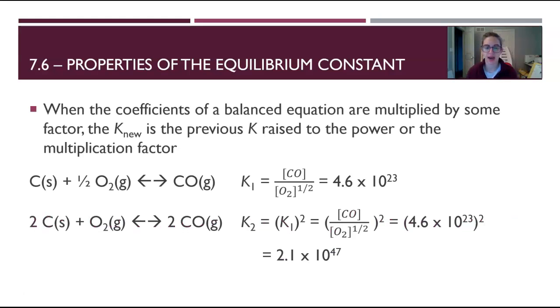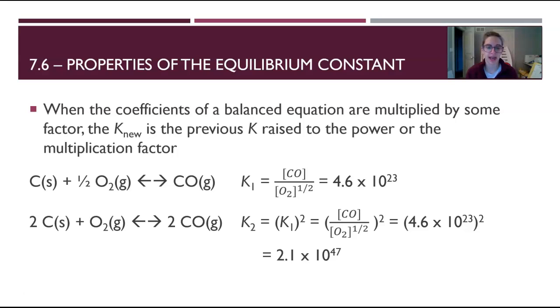So we're going to look at what happens if you multiply a reaction by a coefficient, what happens if you reverse a reaction, and what happens if you add multiple reactions together to form a net reaction. So first, if you need to multiply all of the coefficients by some factor, the new K, whether it's the expression or the equilibrium constant, is raised to the power of that multiplication factor.